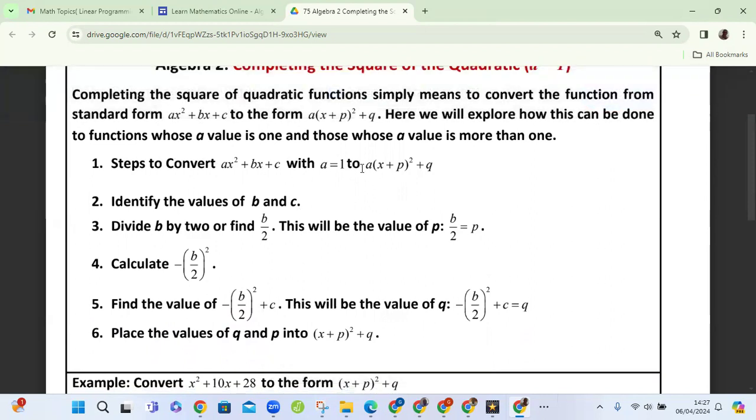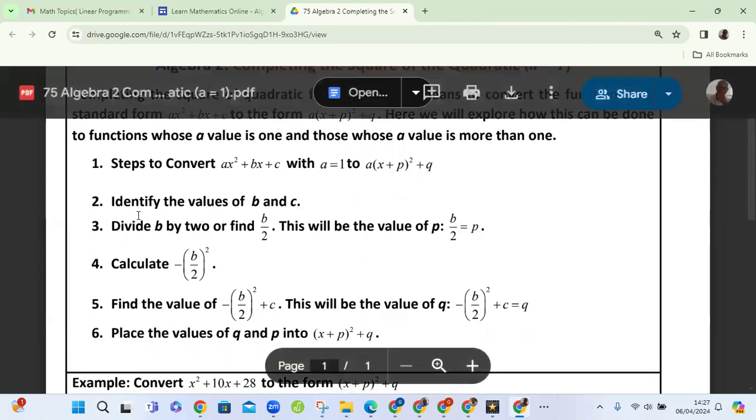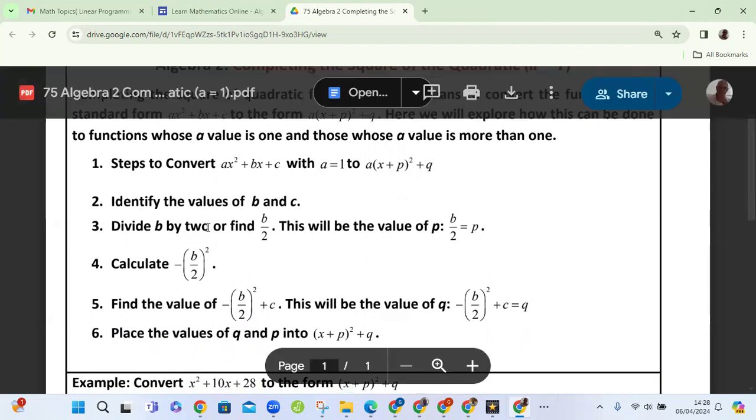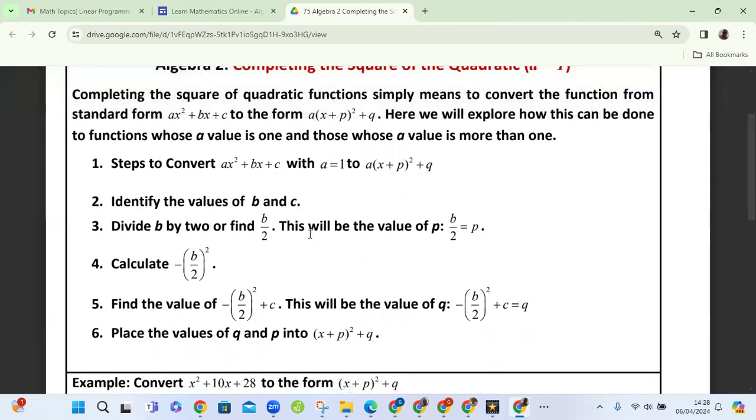So the first step is to convert ax squared plus bx plus c, with a equal to 1, to x plus p squared plus q. What you need to do now is to identify the values b and c, because a is 1 already. Divide b by 2, or find b over 2. This will be the value of p. Remember, that's when a is equal to 1. So p, that new number inside there, will be b over 2. Whatever b is, divided by 2, that will give you p right away.